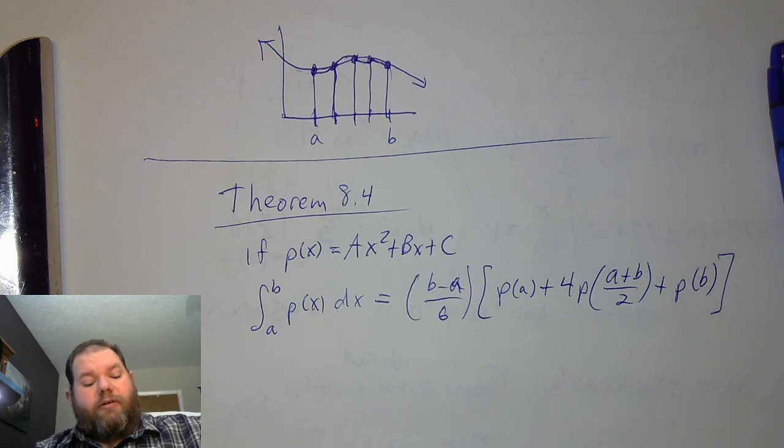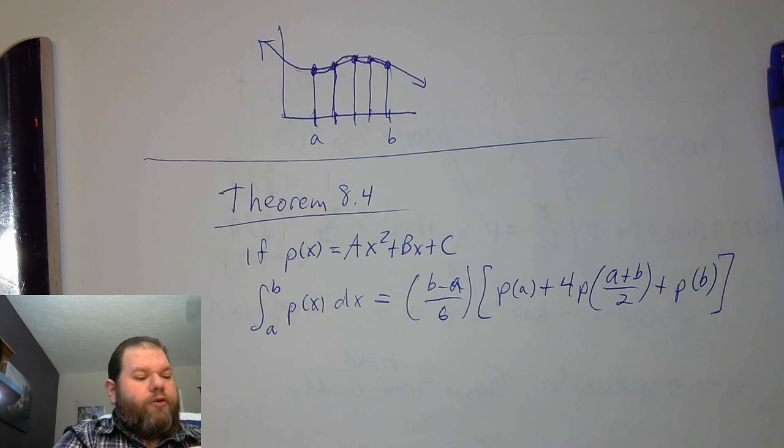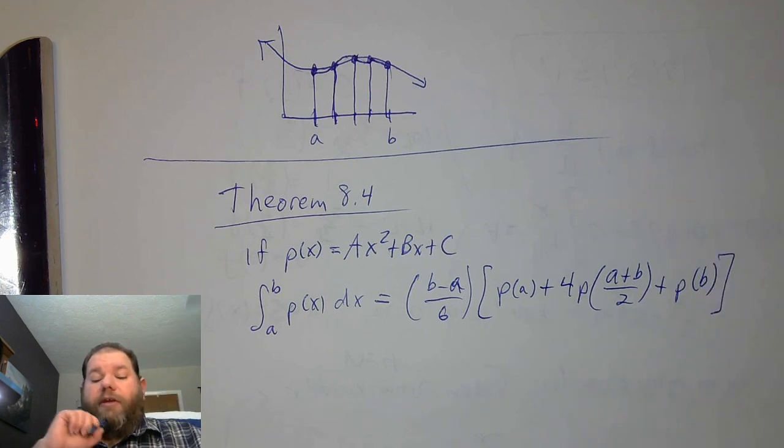So now let's go ahead and look at the Simpson's rule formula. One of the things that is required in Simpson's rule is that we have an even number of polygons. And just n is even, basically.